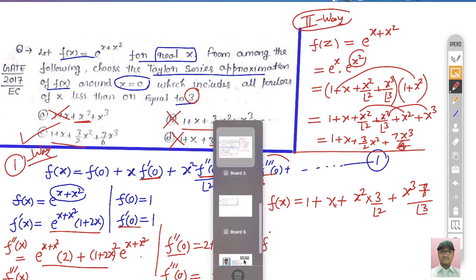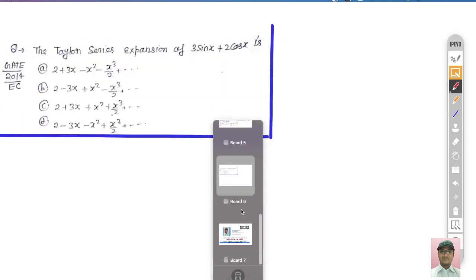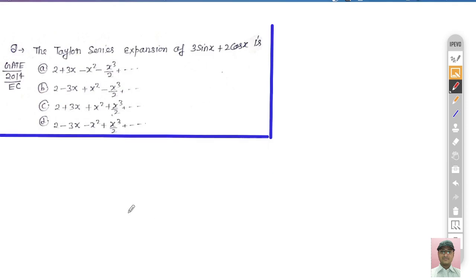Now we see the second GATE problem. This question was asked in GATE 2014. Now again in the EC branch, the question is the Taylor series expansion of this function, right? And very clear, as it is x square, x cube. So you can observe this function is basically expanded about the point x is equal to 0. So again you write the Taylor series. You know the Taylor series.